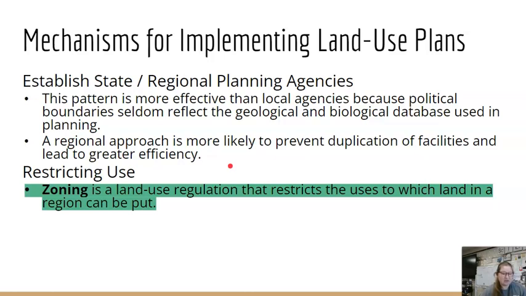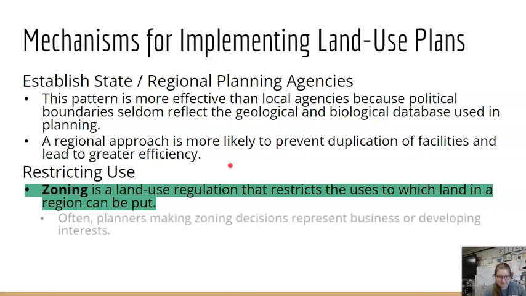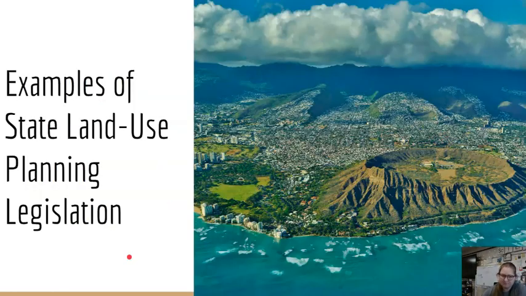We can also restrict use. So zoning is something that's used really, really frequently. And that's like land use regulation that restricts the use to which land in a region can be put. This can be good. This can be bad. But it basically says this area is only used for commercial. This area is only used for residential. A lot of the time, the reason that can be bad is because planners usually make zoning decisions that represent business or developing interests, not necessarily the most sustainable choice moving forward.